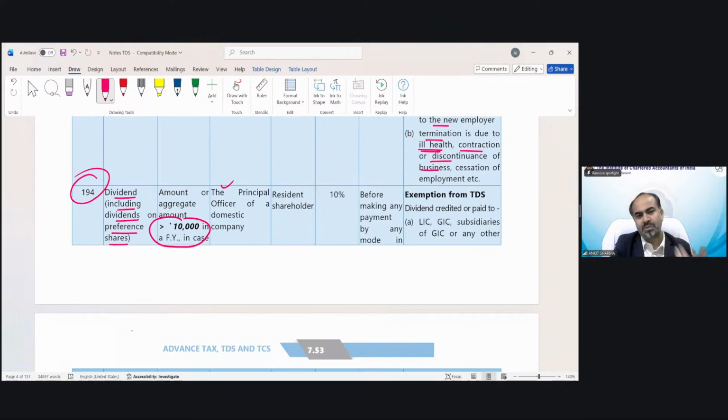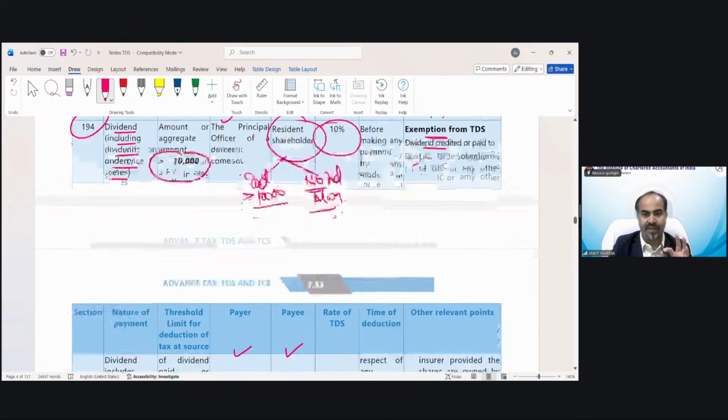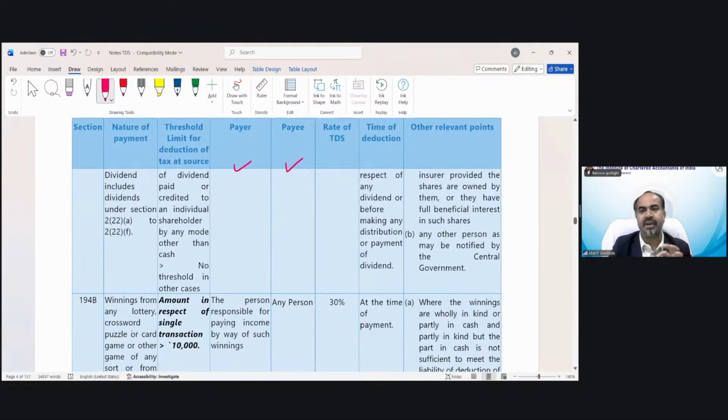Payer would be, of course, the principal officer of the domestic company, and the shareholder is a resident. So the limit is, if you are an individual, exceeding 10,000 dividend, TDS would be deducted. Other than individual, always TDS. Rate is 10%. Exemption if the dividend has been paid by LIC, GIC, etc. If they are going to pay you the dividend, no TDS, or any person notified by government.